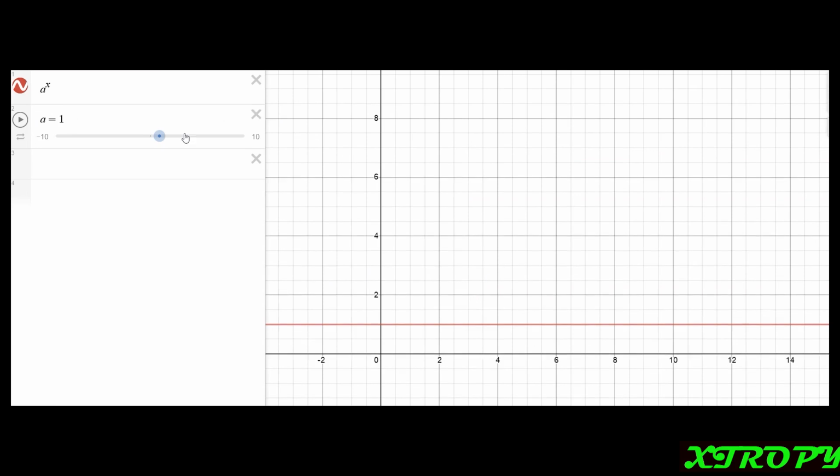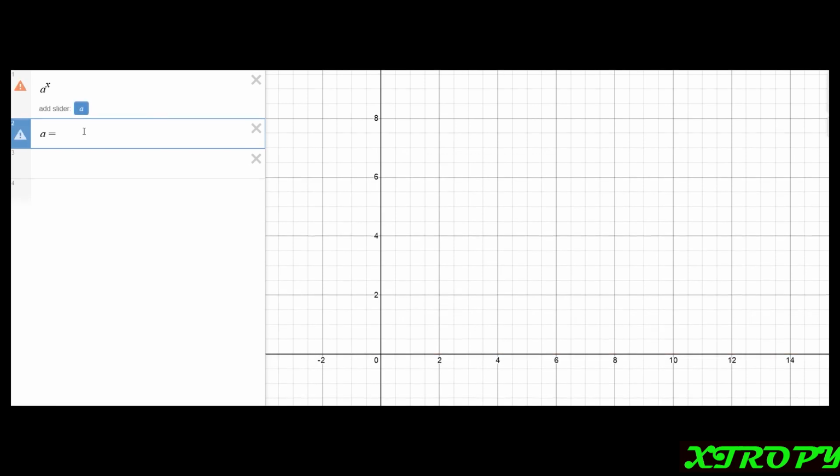For any value of x, the output will only be 1. Now let us take the value of a to be 0. If you take the value of a to be 0, you see the red line is merging with the x-axis. That is, for any value of x, the output is always 0. Therefore, if you take the base as 0 or 1, these are not exponential curves. These are just mere constants. That's why initially I have said that a shall not be 0 or 1.